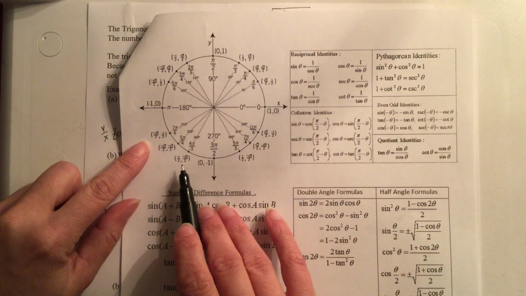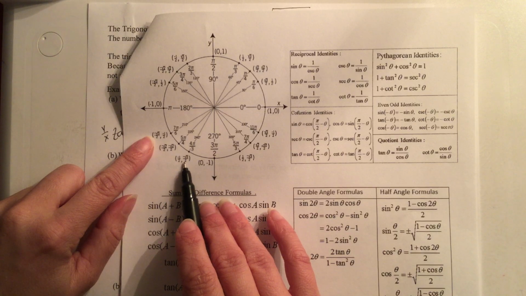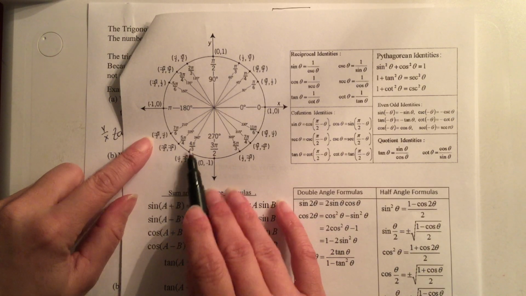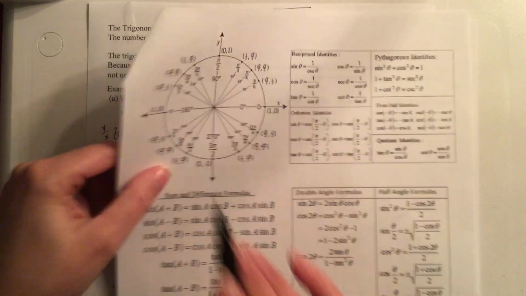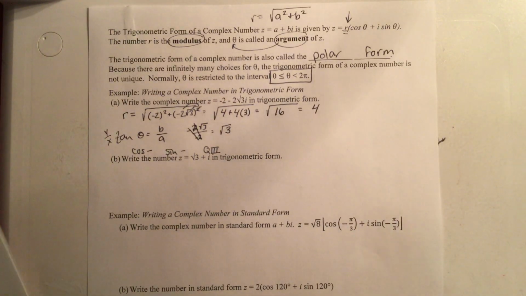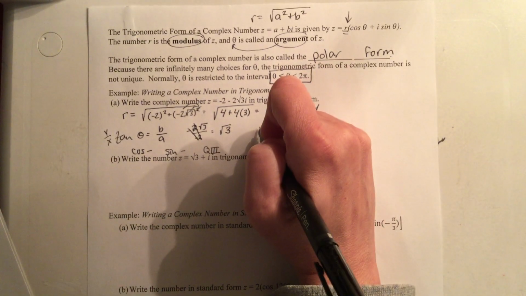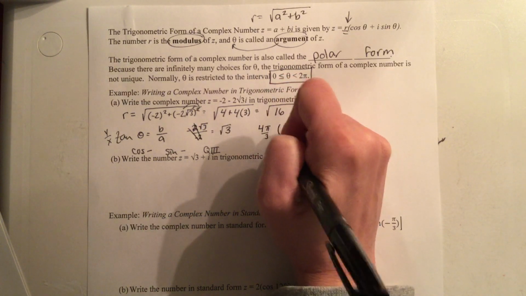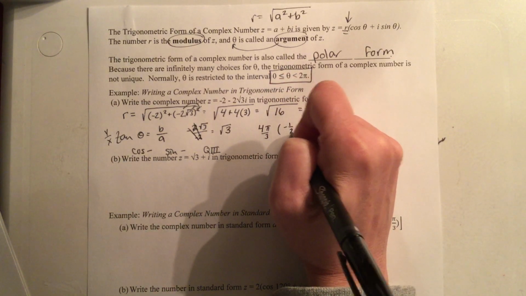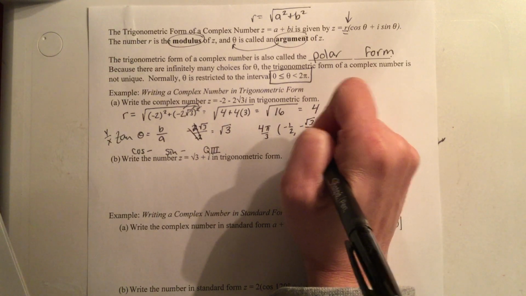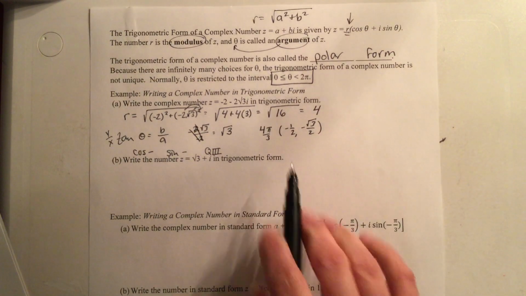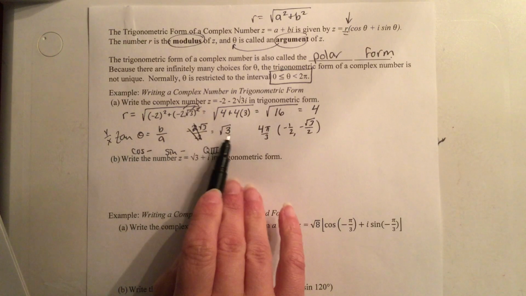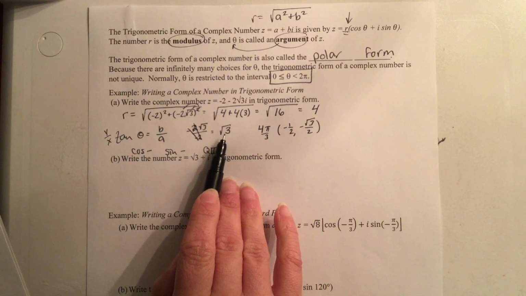I do see a couple different options where I have a square root. Sometimes you might have to try a couple. Let's go ahead and try 4 pi over 3. If it doesn't work, then we can try 7 pi over 6. If I try 4 pi over 3, the ordered pair is -1/2 and negative square root of 3 over 2. Now we want to see if the tangent equals the square root of 3.